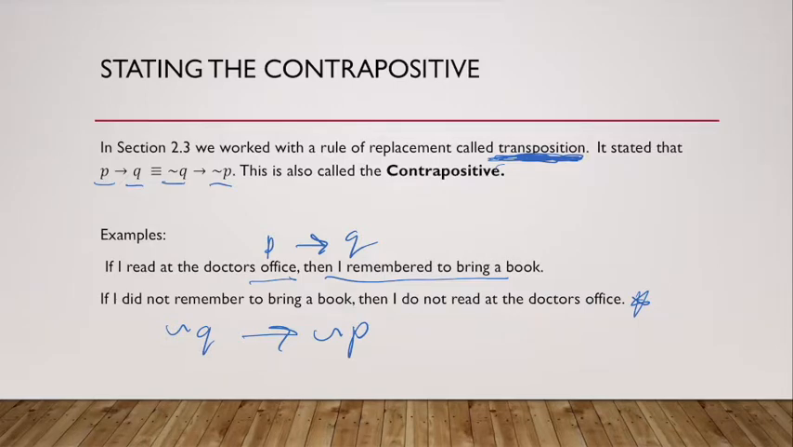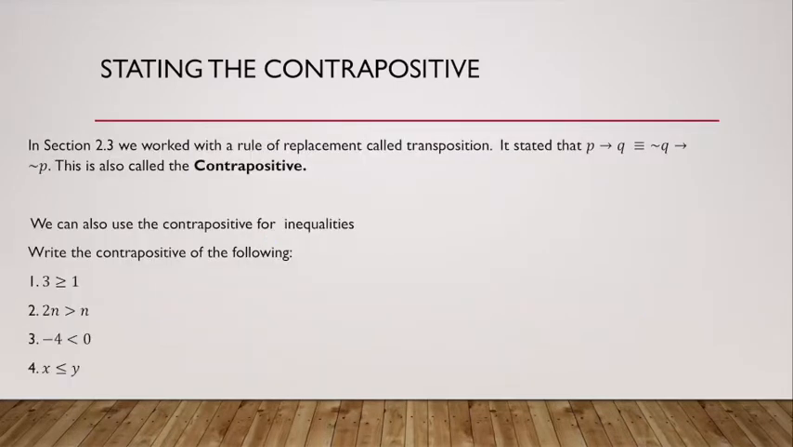In section 2.3, we worked with a rule of replacement called transposition, right? And we can also use the contrapositive for inequalities. So we can write the contrapositive of the following below. What we're going to need to do is change our signs and flip our signs. So if I have negative 3 is greater than or equal to 1, that means negative 3 is less than or equal to negative 1.